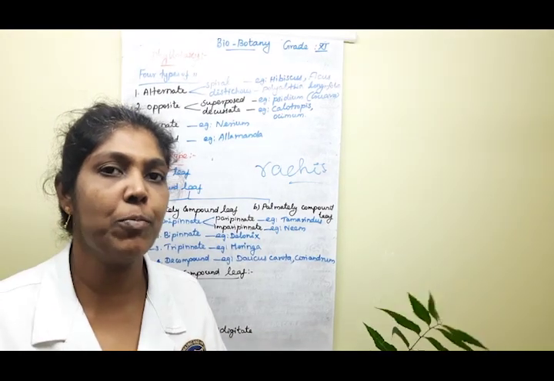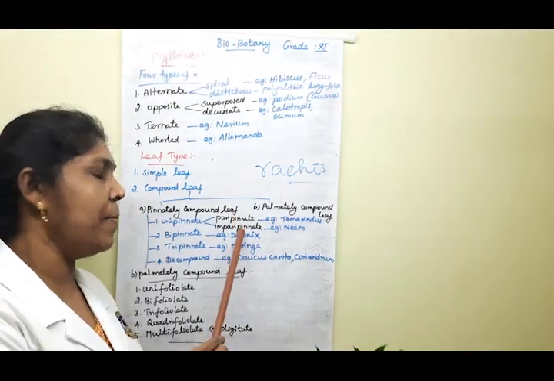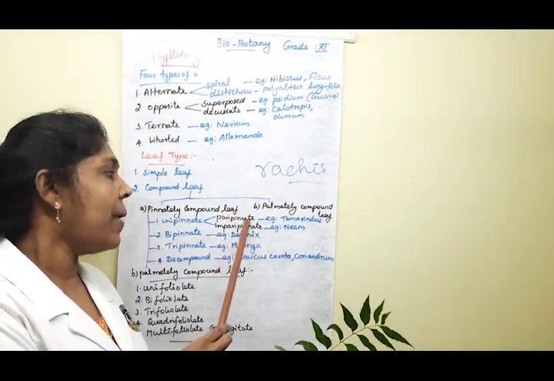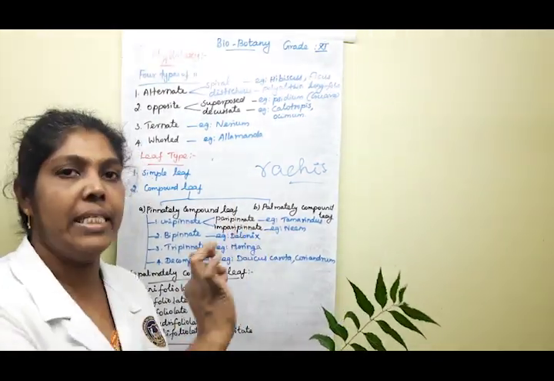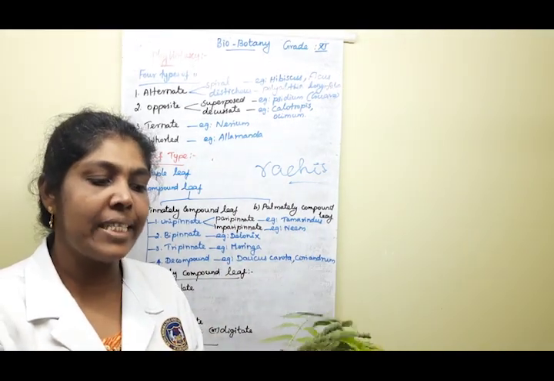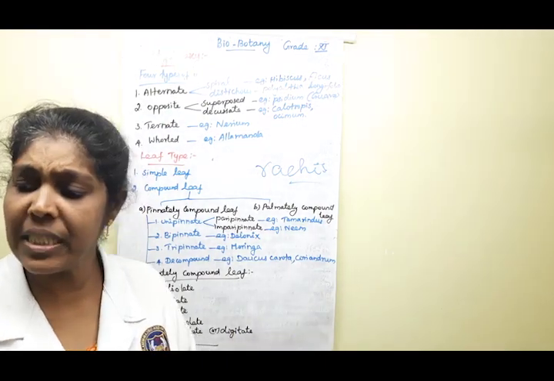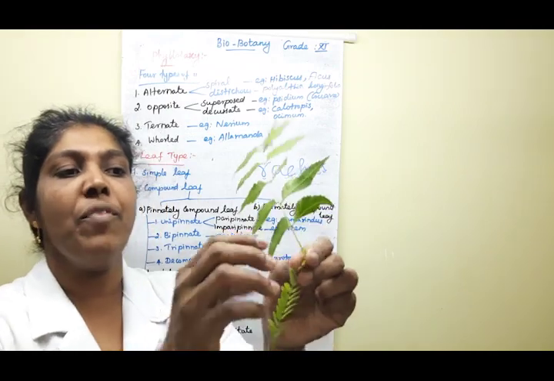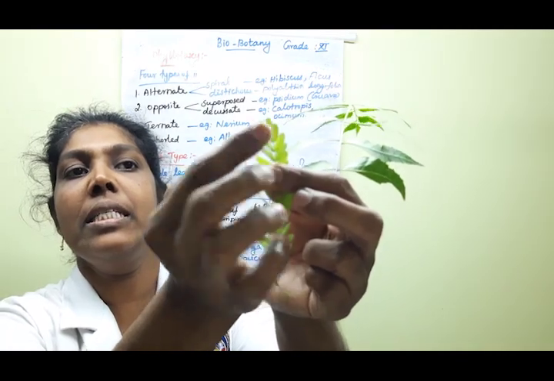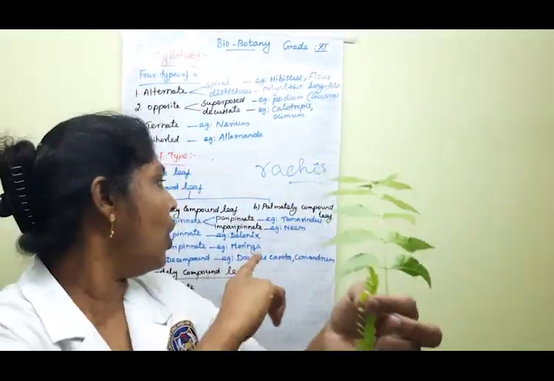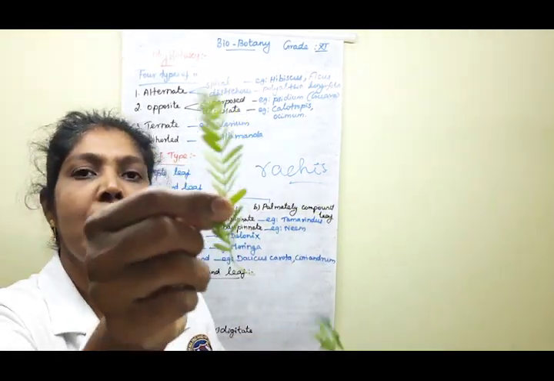What are the two types? Very good. Paripinnate and imparipinnate. Clear? First, paripinnate, all of you listen to the concept clearly, okay? In paripinnate, the leaflets are present in an even number. If you look at the tip region, the leaflets are in an even number, and that is known as paripinnate. A good example of the species is tamarind.